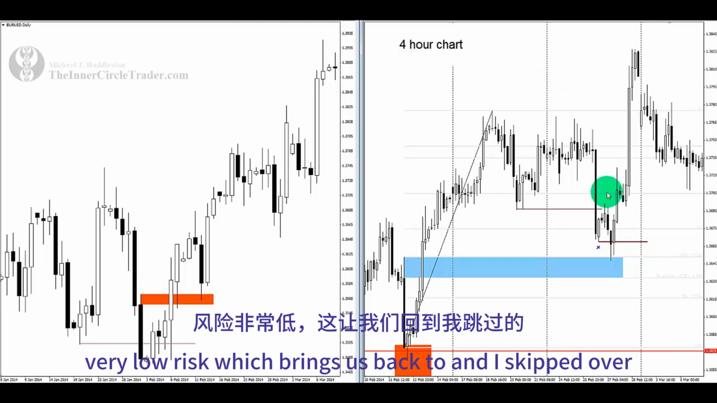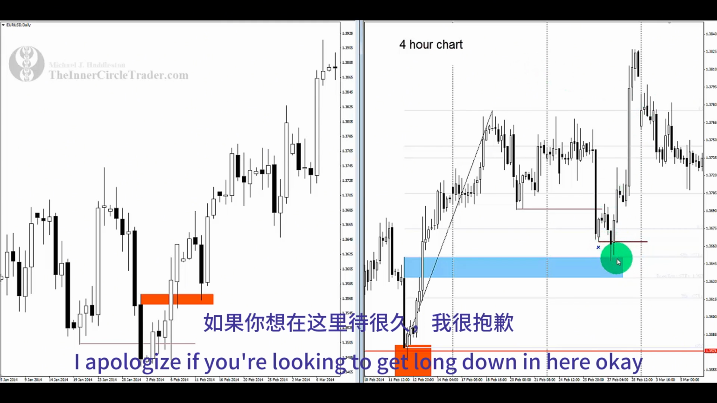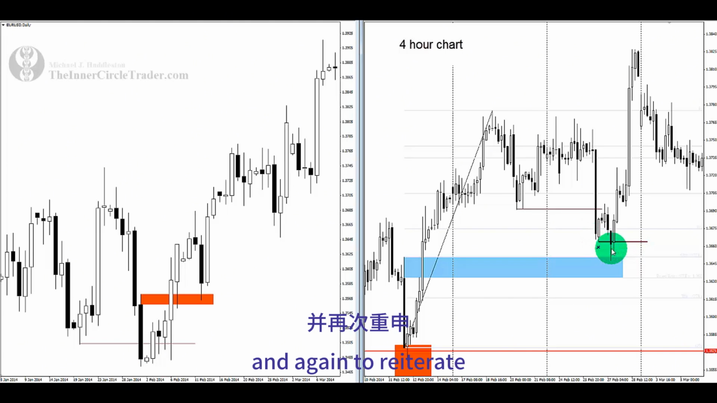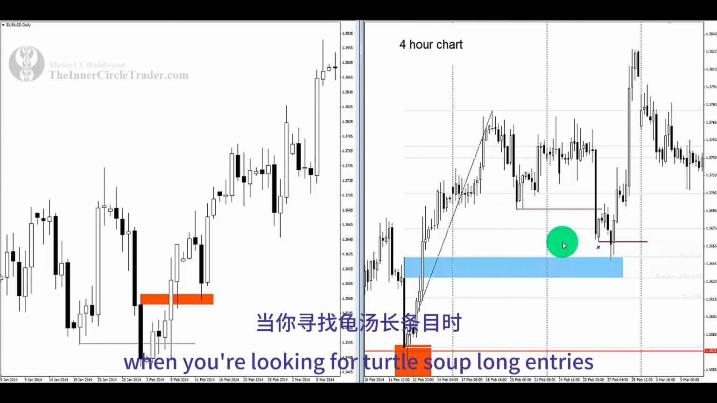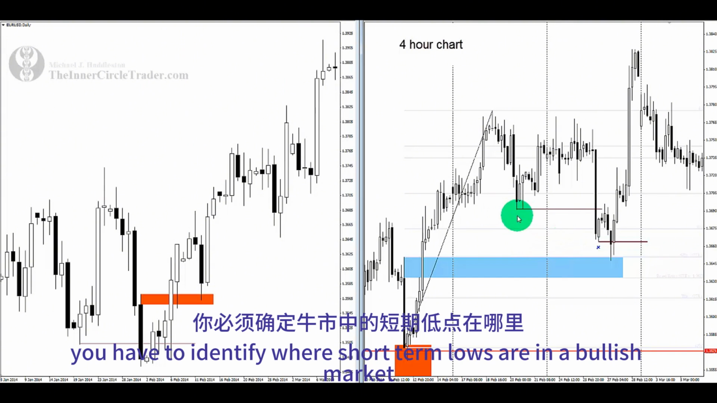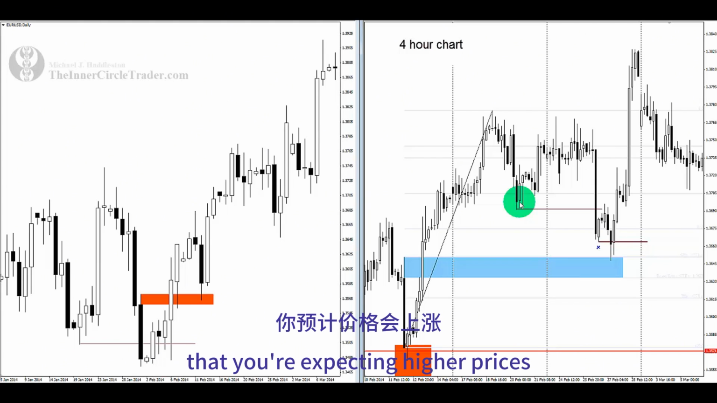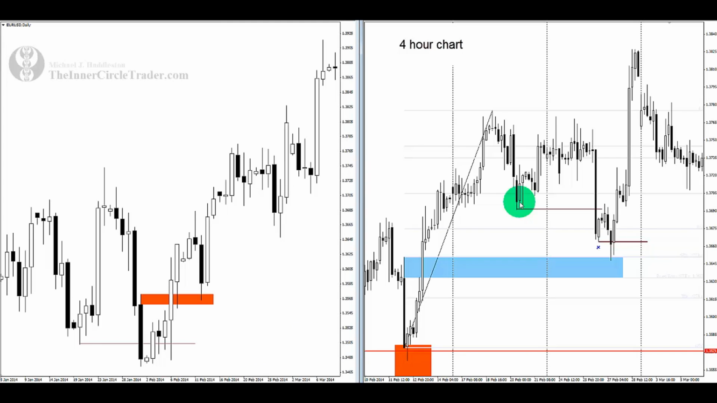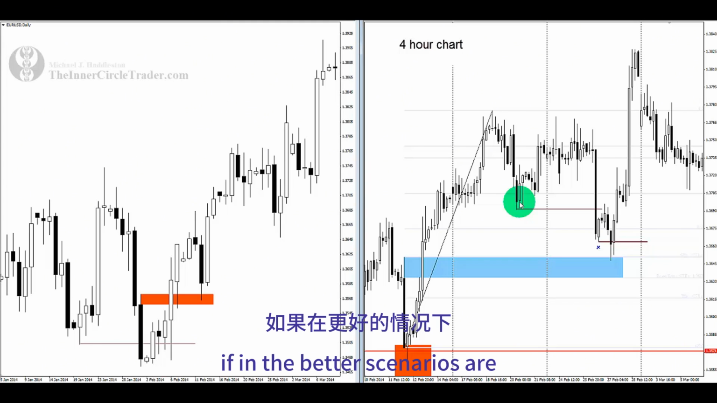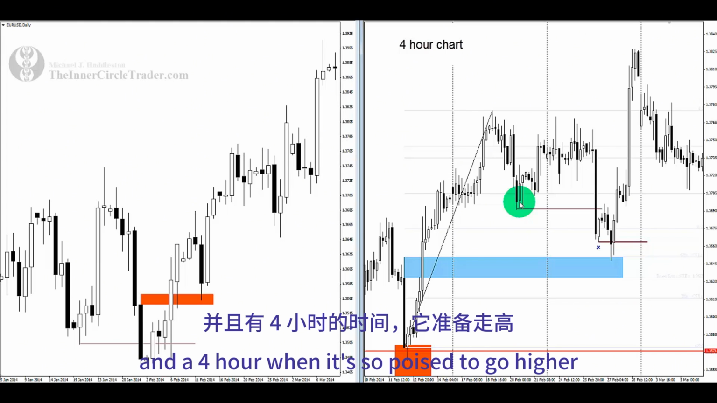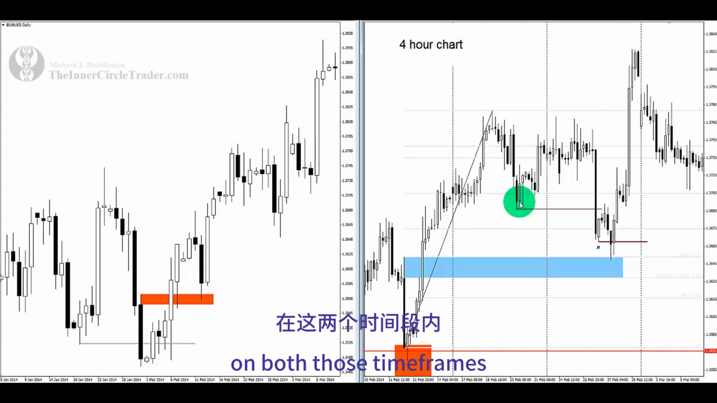Which brings us back to, and I skipped over, I apologize. If you're looking to get long down in here, whether it be a break below this on a turtle soup, and again, to reiterate, when you're looking for turtle soup long entries, you have to identify where short-term lows are in a bullish market. So you have to have a premise in mind that you're expecting higher prices, preferably on the daily chart. The better scenarios are when you're looking for bullish prices on the daily and the 4 hour, when it's so poised to go higher on both those time frames.